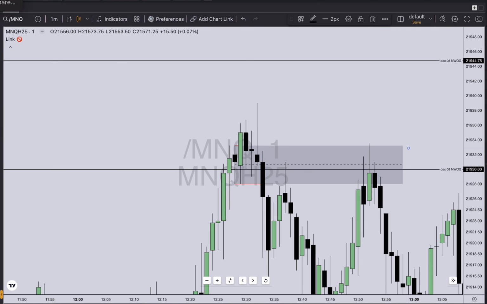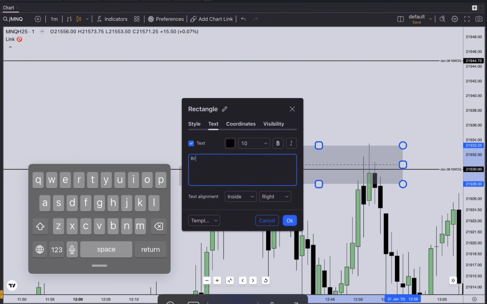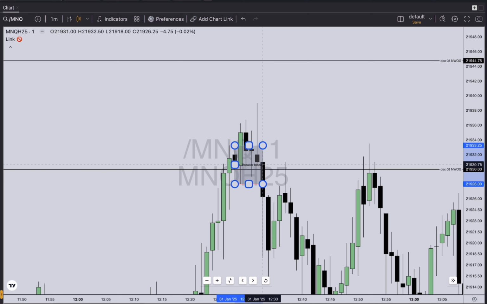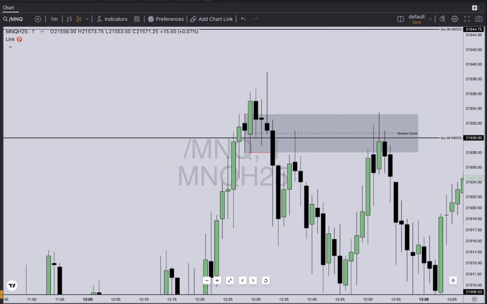now this is called a breaker block. So at the beginning, up until here, this was an order block. But as soon as we closed with this candle, now it's a breaker block. So that's the entire thing. It's just an inverse order block, okay?